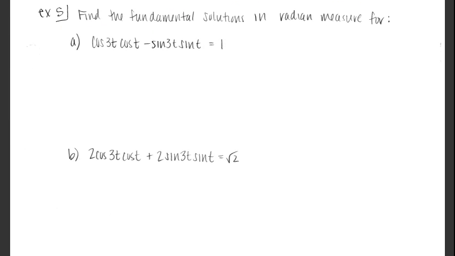Okay, let's go to example 5. We want to find the fundamental solutions in radian measure for this first example here in A. So we want to solve for this. Look at my angles. One time my angle is a 3t, then a t, then a 3t, and then a t. So in both cases, the first angles match up, 3t and 3t, and then the second angles match up, t and t. Well, let's look at our cosine formula.